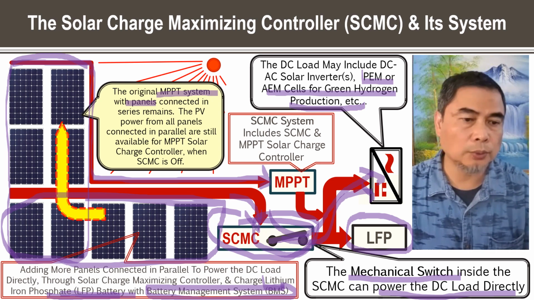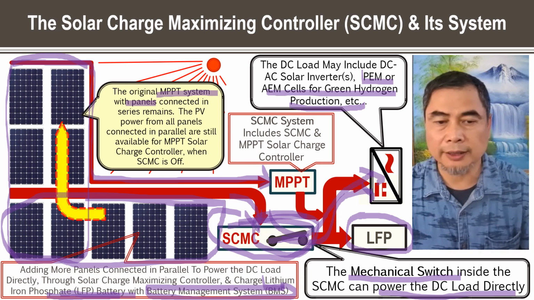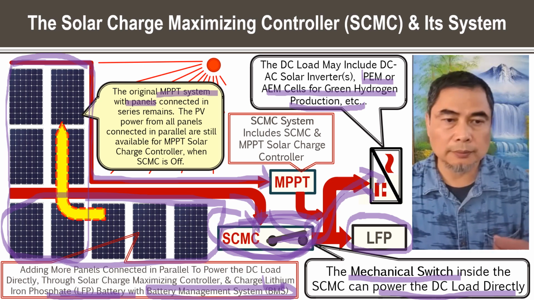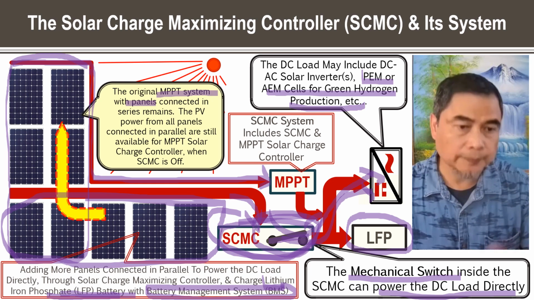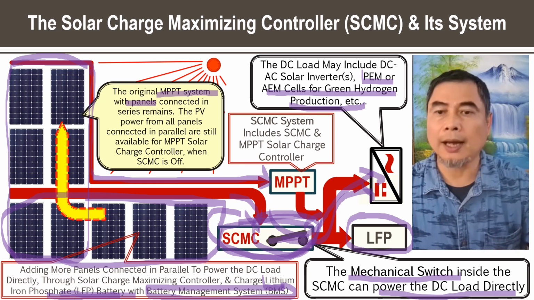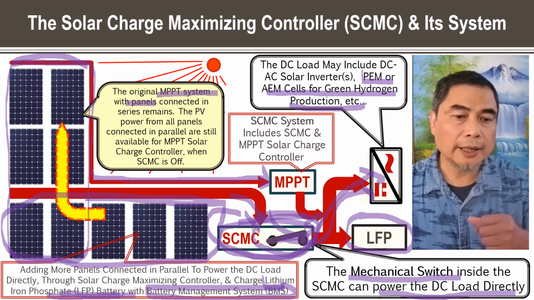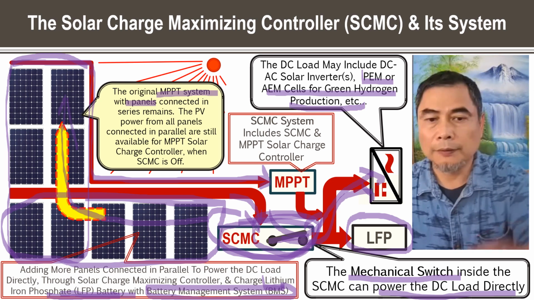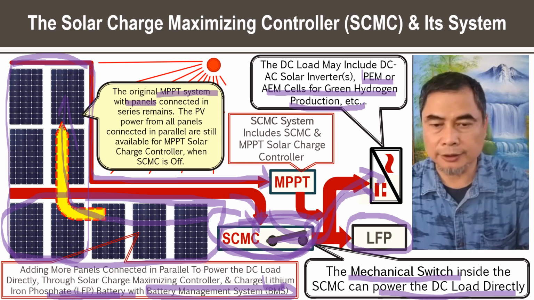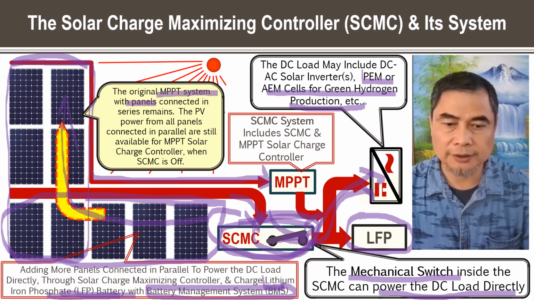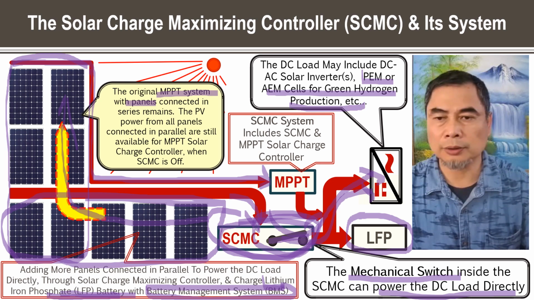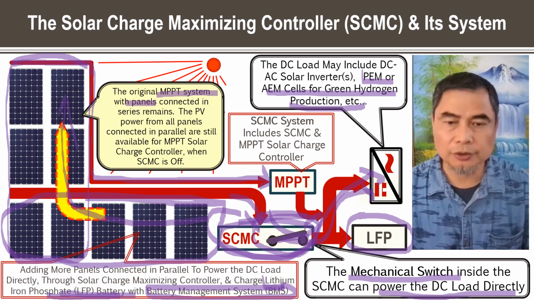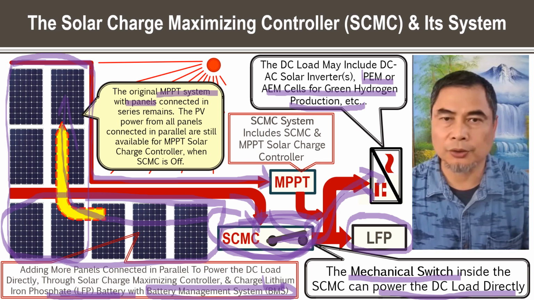And what we want to point out here is that even when it is disconnected due to the setting point, say under certain solar radiance conditions where you don't have that 1,000 watts per square meter, the capacity from all the other panels is still available for the MPPT solar charge controller and can still power the load directly. So this is the solar charge maximizing controller system and the principle of how it works in a rough introduction. But in detail, we are going to explain it in the course content.